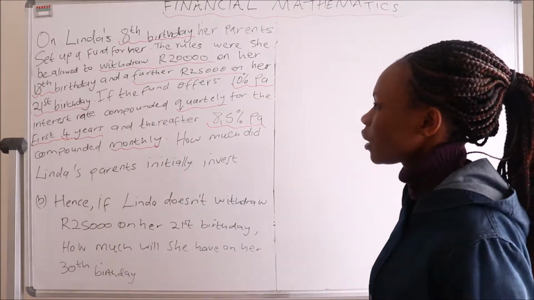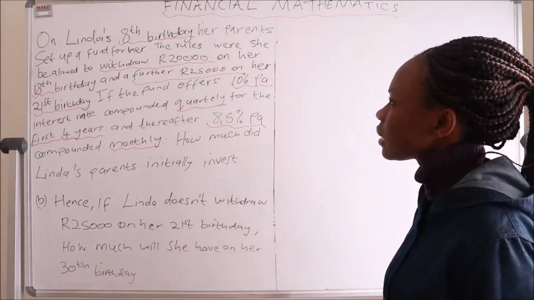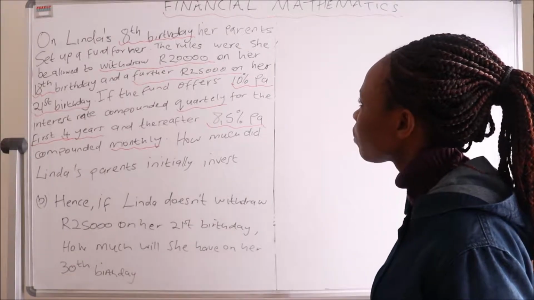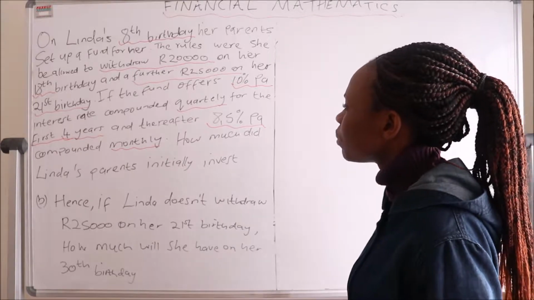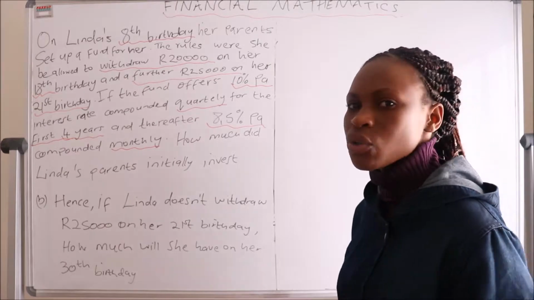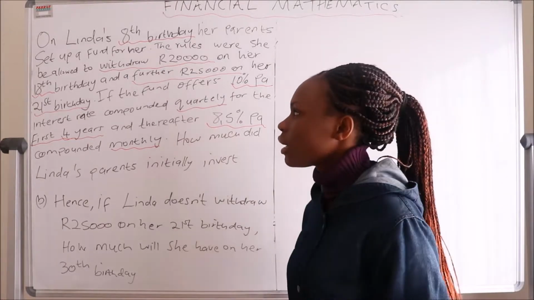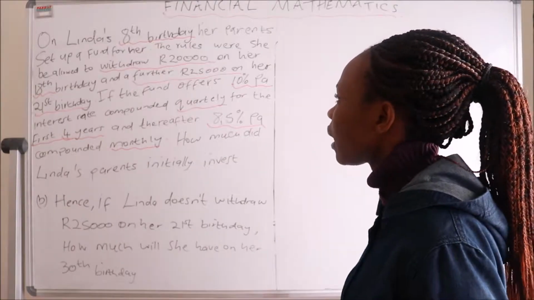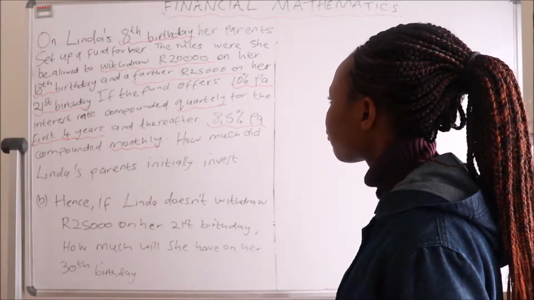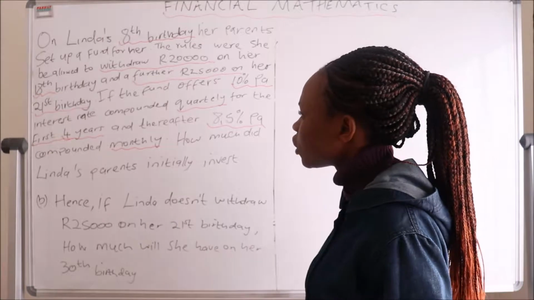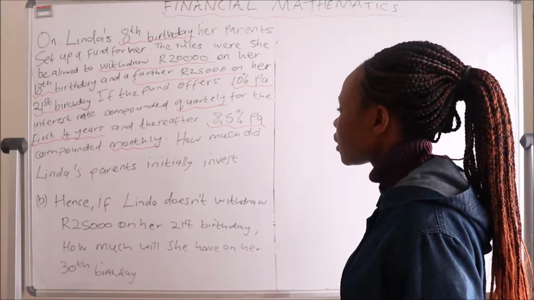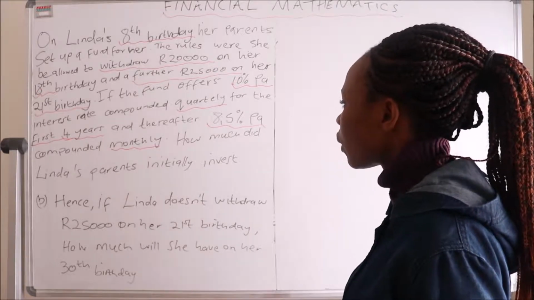The question says: on Linda's 8th birthday, her parents set up a fund for her. The rules were she will be allowed to withdraw 20,000 on her 18th birthday. That means it will be 10 years after the initiation of this account, and a further 25,000 on her 21st birthday. The fund offers 10% per annum interest compounded quarterly for the first 4 years, and thereafter 8.5% per annum compounded monthly.